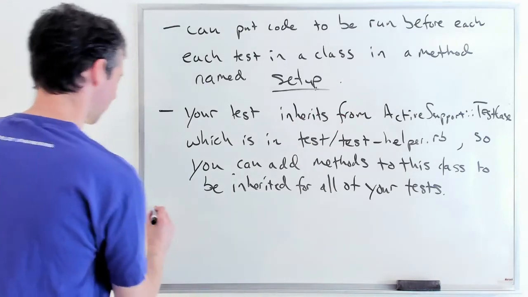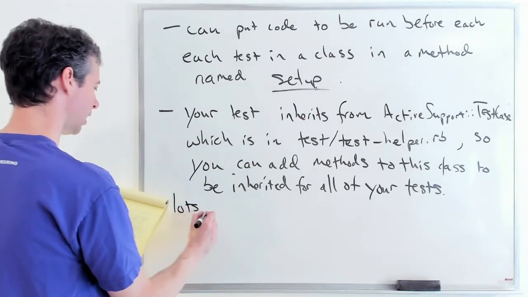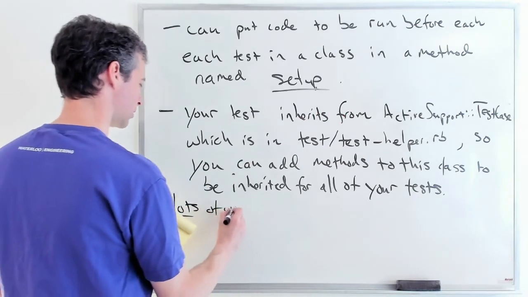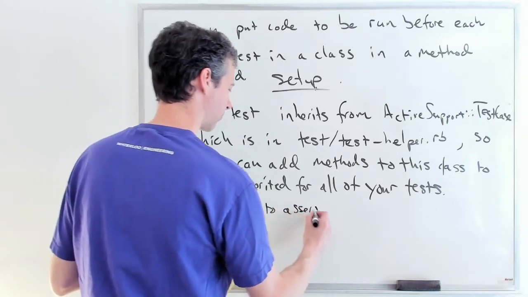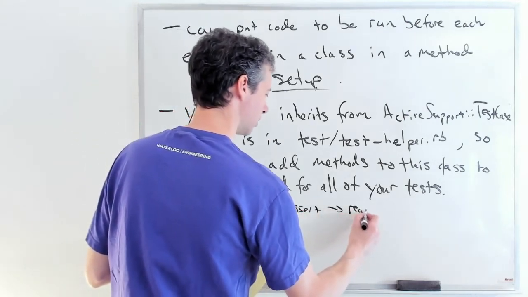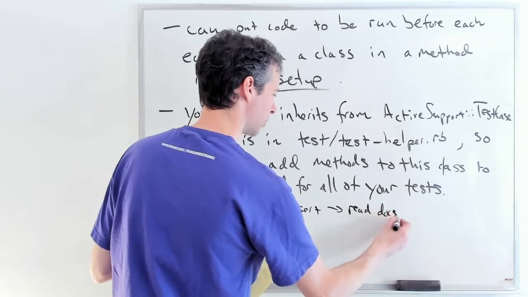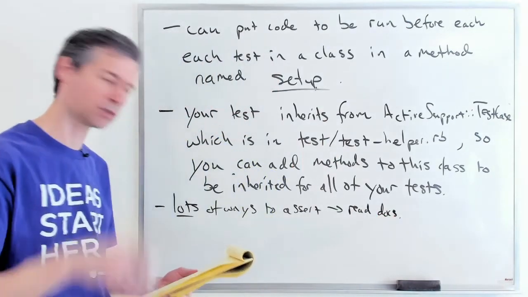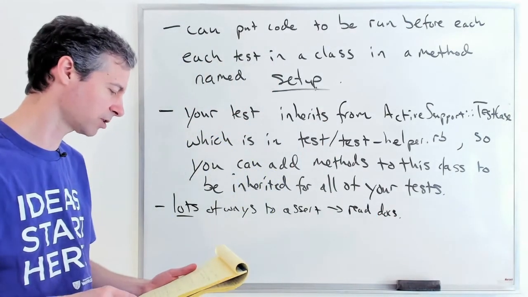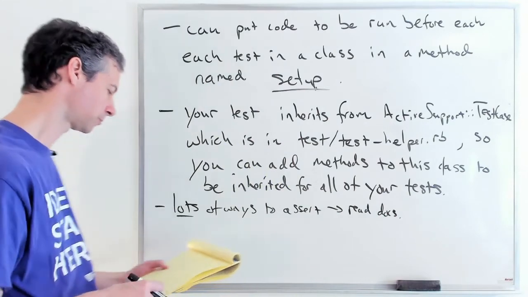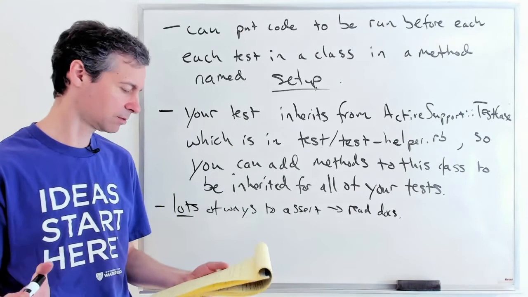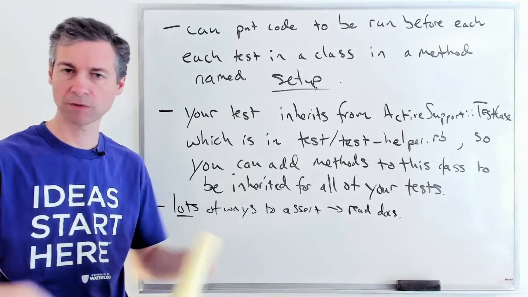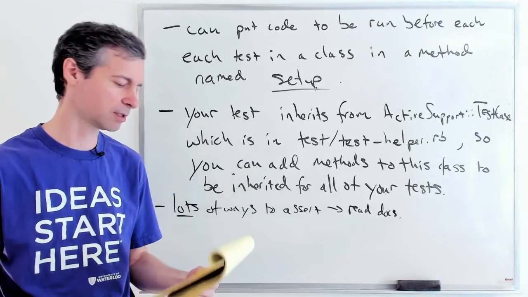I've already mentioned this, there are lots of ways to do an assert. You just have to go read the docs for this. There's one page and it lists all the different ways, and they're all named in very sensible fashion. All right, so that's basically the brief introduction to Minitest.